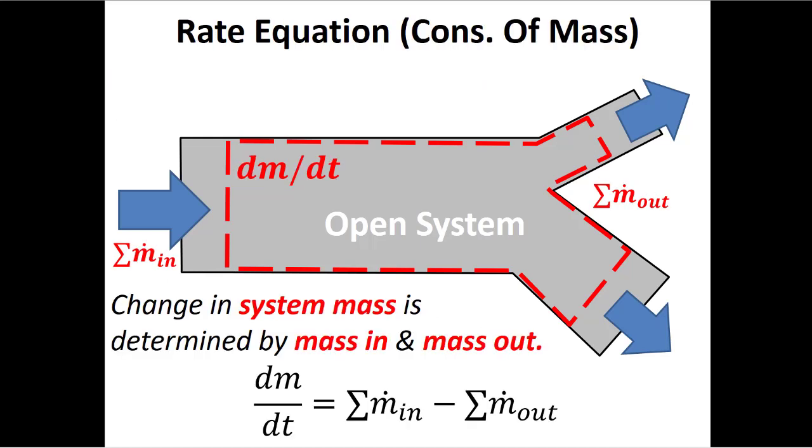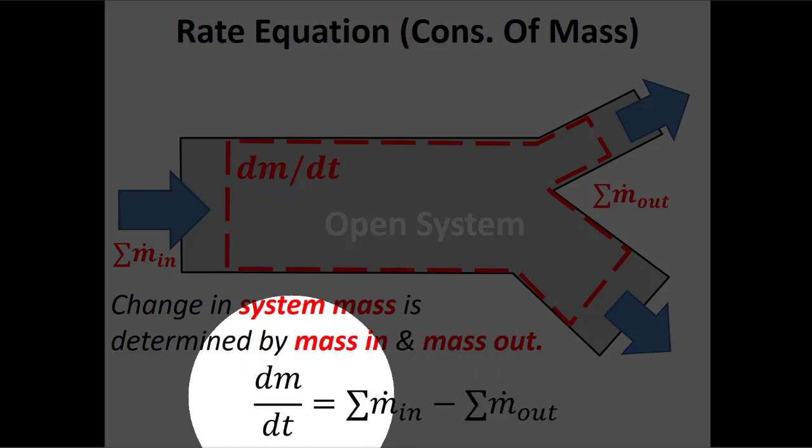Now, I also said in last class that usually when we're looking at open systems, we're not going to be looking at how a system changes in time. Instead, we're going to take a snapshot, an instantaneous view of our system, and figure out how things are changing in time. So we need a rate equation for conservation of mass, and that's what this is.